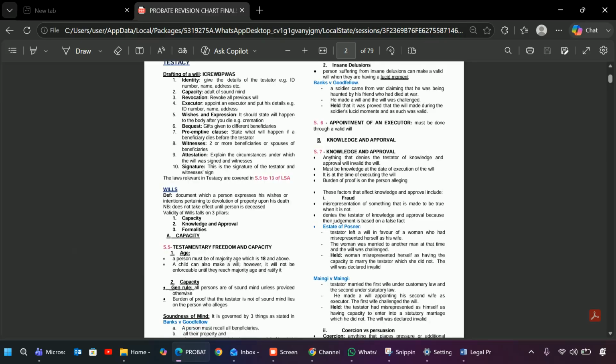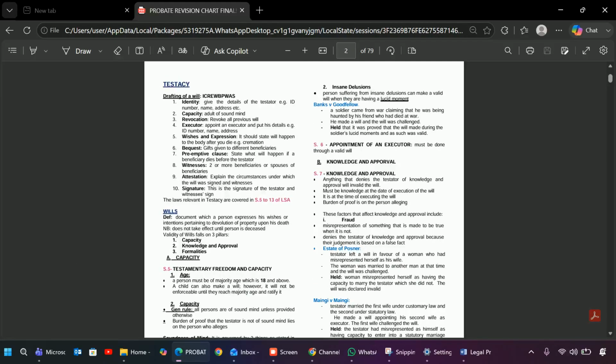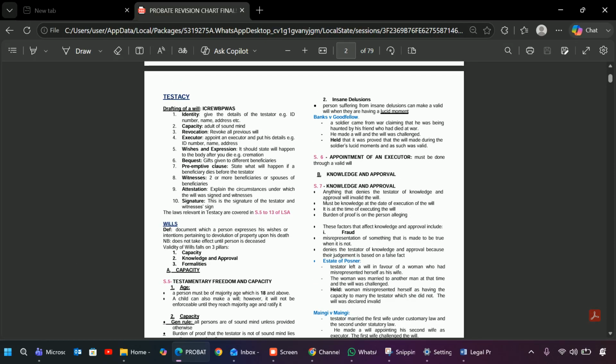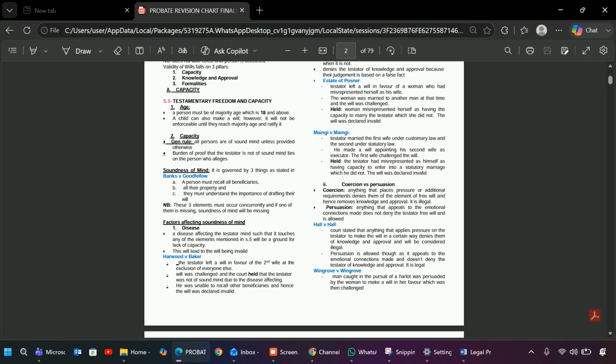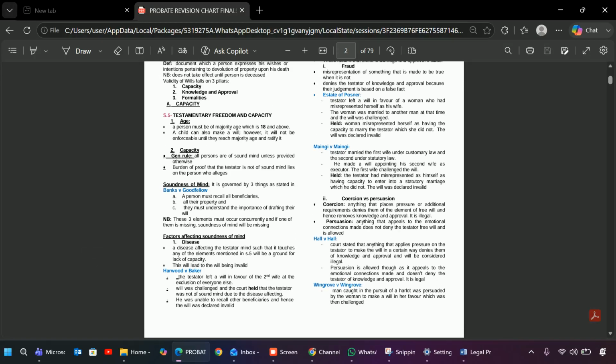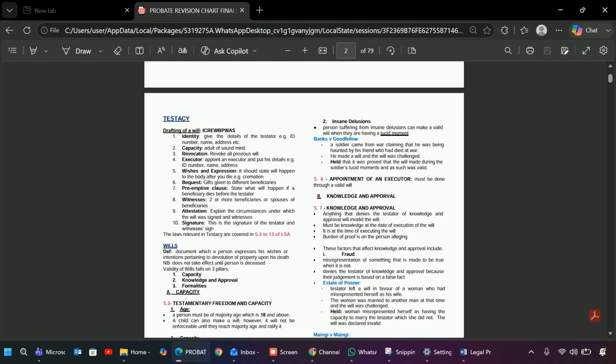Another situation, we have Banks versus Goodfellow on insane delusions. When it comes to an insane delusion, this is also a factor affecting soundness of mind. We have disease number 1, we have insane delusions. A person suffering from insane delusions can make a valid will when they are having a lucid moment.